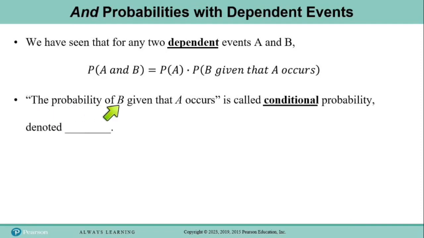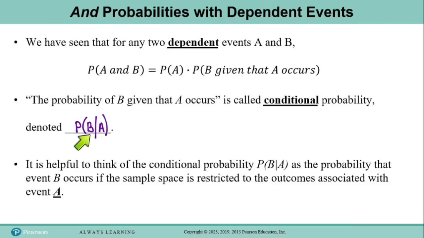The probability of B, given that A occurs, is called a conditional probability because we're finding the probability of B under the condition that A occurs. That's why they call it a conditional probability. And we write this probability as the probability of B vertical line A. And we've been doing that already.